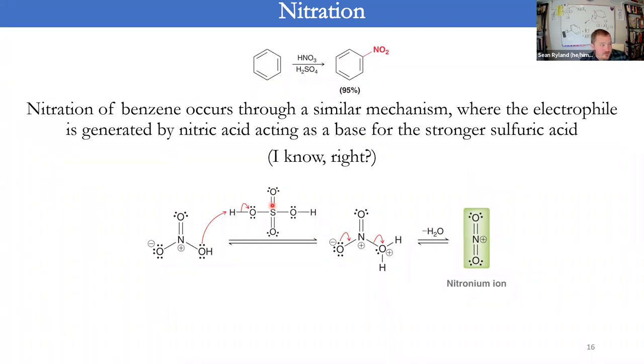We can do this with nitrogen as well in the nitration of benzene. Except this one actually is a little bit harder to make that strong electrophile. So sulfuric acid is so strong of an acid that you can actually force nitric acid to act as a base and make this really, really weird thing called nitronium.